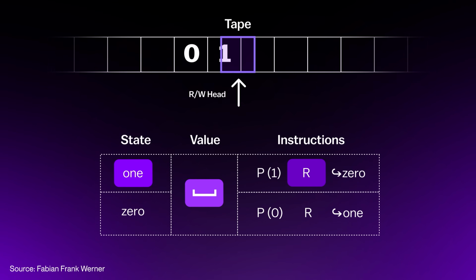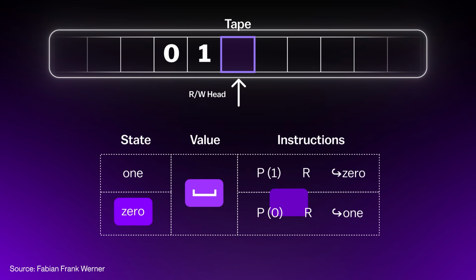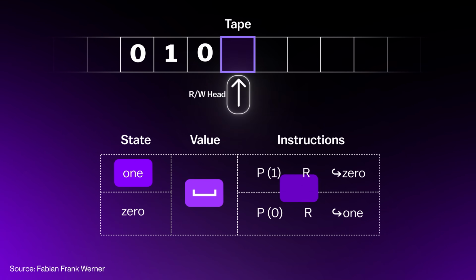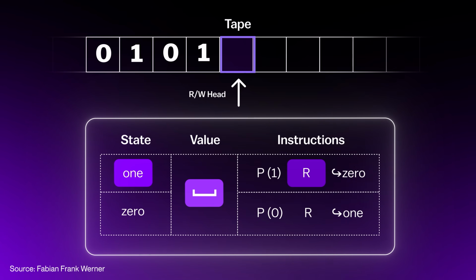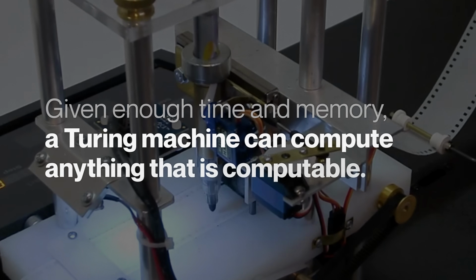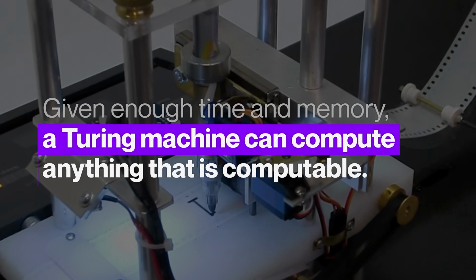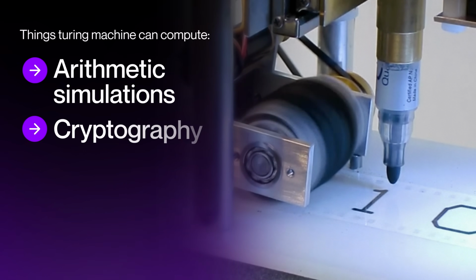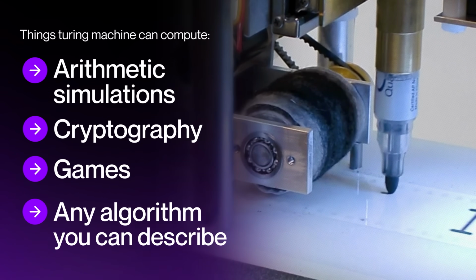The Turing machine consists of a tape divided into cells that store symbols, a read-write head that moves left and right, and a finite set of rules that determine how symbols are manipulated. The crucial part is this. Given enough time and memory, a Turing machine can compute anything that is computable. That includes arithmetic, simulations, cryptography, games, and any algorithm you can describe. It can, in theory, even process this very video that you are watching right now. A system is called Turing complete if it can simulate such a machine.